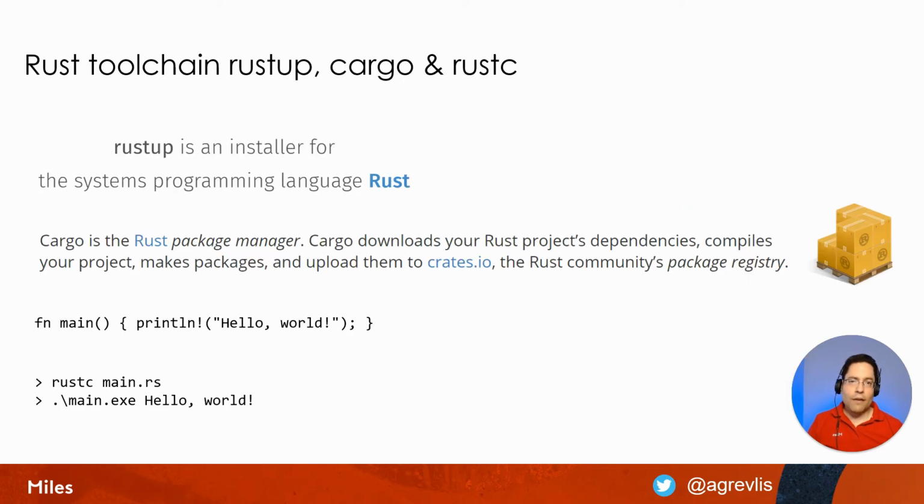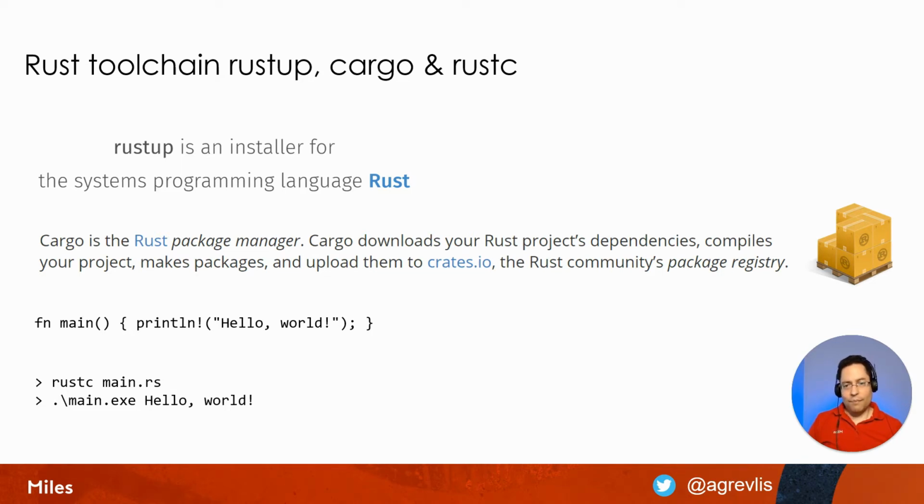In Rust we have a toolchain with a couple of tools that we need to be aware of. The first tool is called rustup, which is the installer for Rust. Second, we have something called cargo, which is the Rust package manager. In Rust, the packages we use are called crates. When you create a package, you can upload it to crates.io, which is the community package registry.